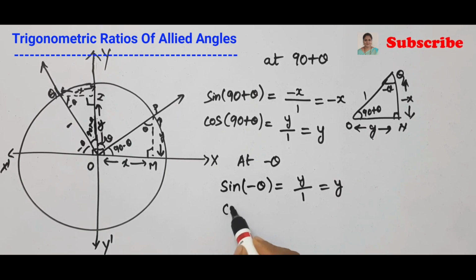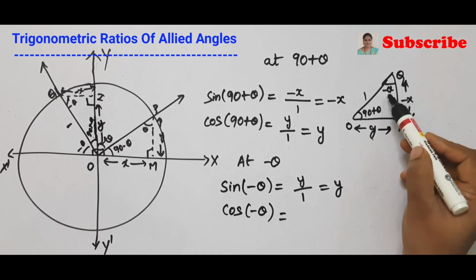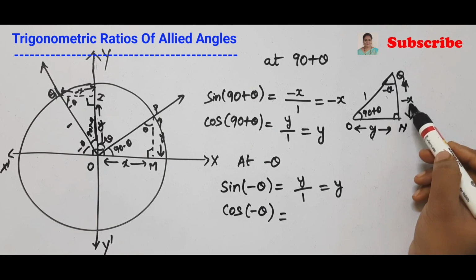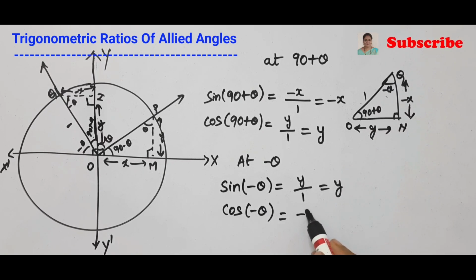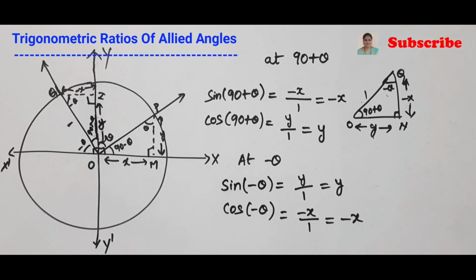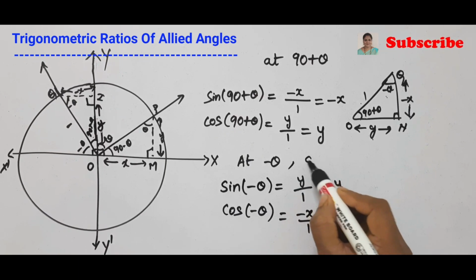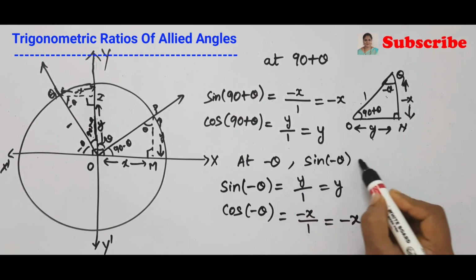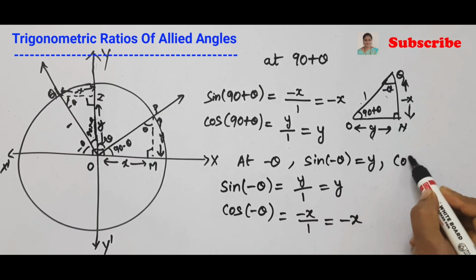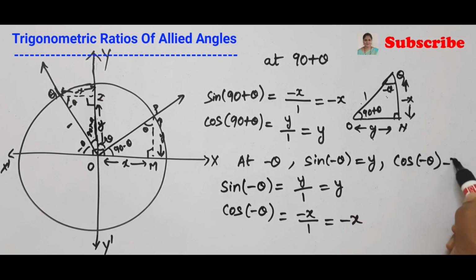Next, cos of -θ. Cos of -θ is the adjacent side to -θ, which is -x by 1, so this is equal to -x. So at -θ, we got sin(-θ) is equal to y, and cos(-θ) is equal to -x. These two values we got.